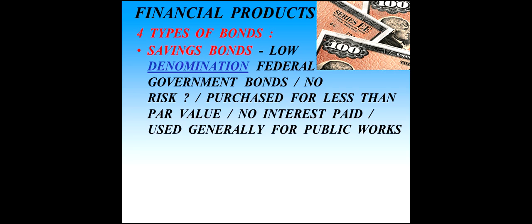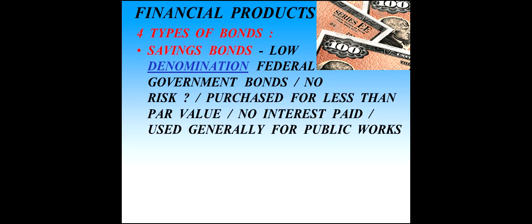So a savings bond, here's what it is. It's a low denomination bond that's issued by the federal government. And there's no risk, and I'm being a little facetious here with the question mark. Because of our national debt, I bring up that question of risk again. So it's usually considered very little risk. It's purchased for less than the par value.